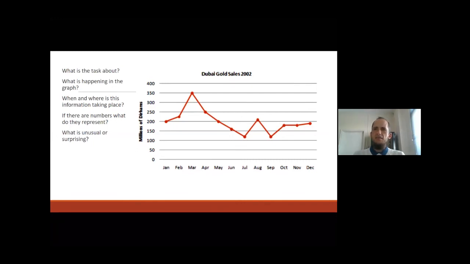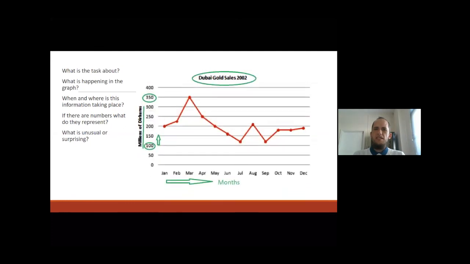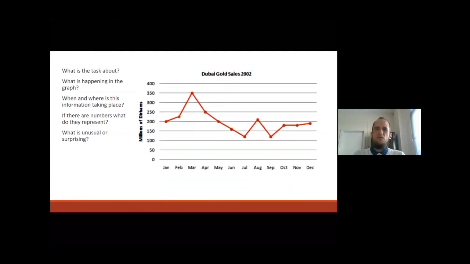So let's move along to the next step. And what we want to do is find the key features. So when you look at this graph, what are the key features in this graph?